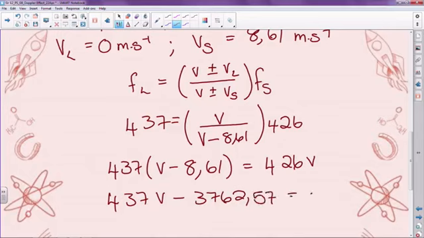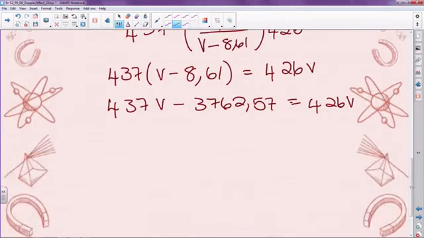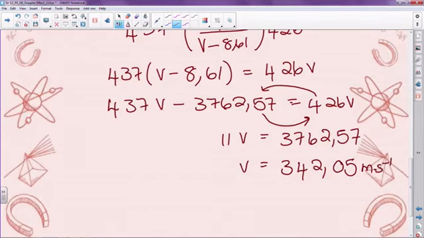3762,57 equals 426V. I like to get rid of fractions as quickly as possible. I don't like fractions. Then I'm going to take the 426 over to that side. That means 11V is 3762,57. We divide both sides by 11, and look here: 342,05, close enough. It's not 343 because of temperature, whatever the case may be, but 342 is a good enough number. We're happy with that.